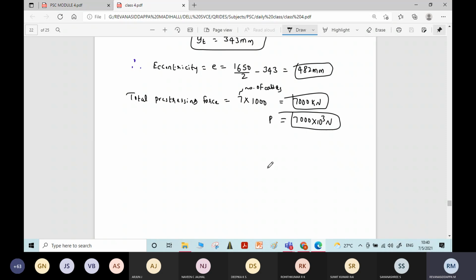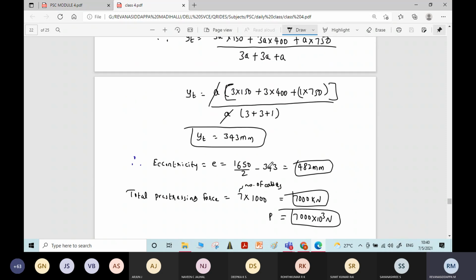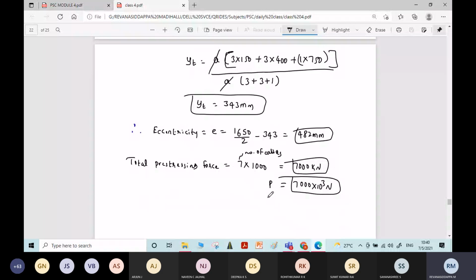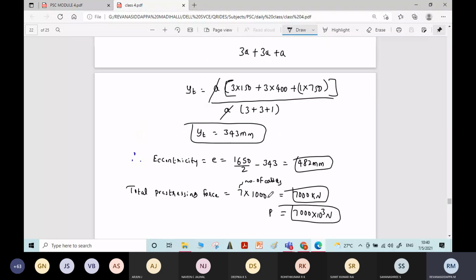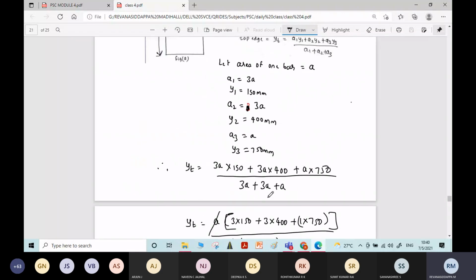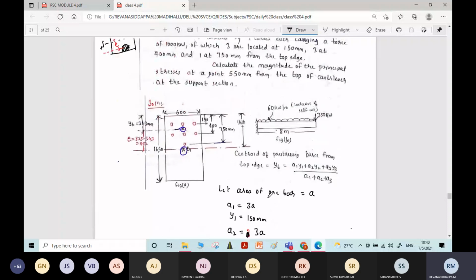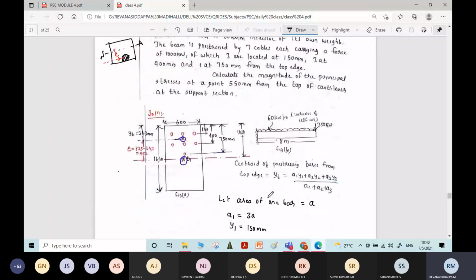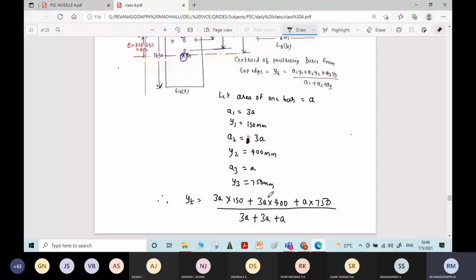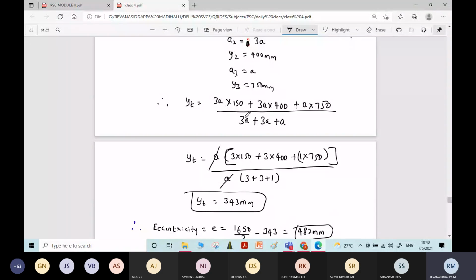Now we got the eccentricity, and we got the pre-stressing force. The rest of the calculation we'll do in the next class.